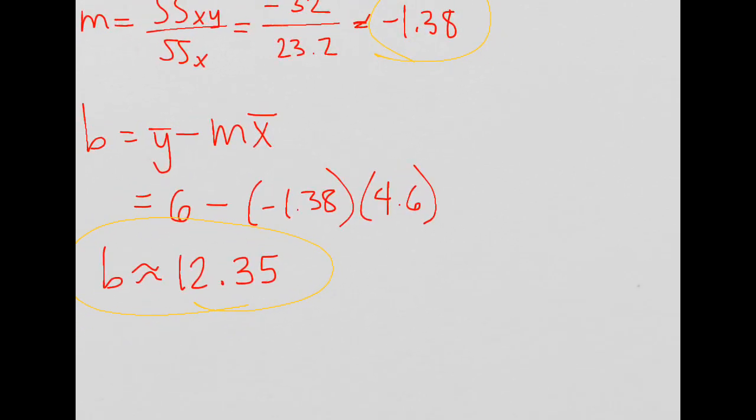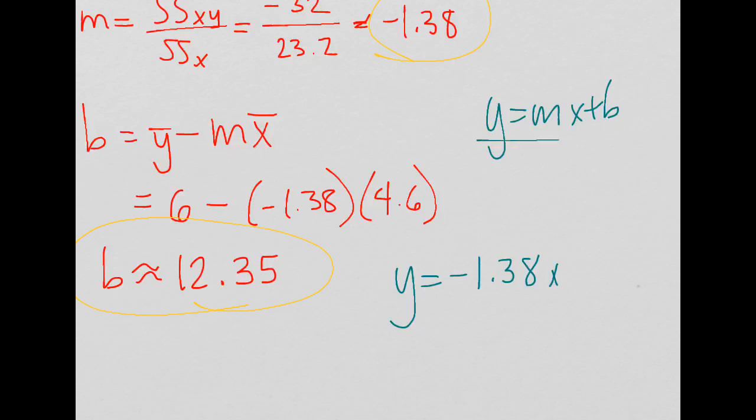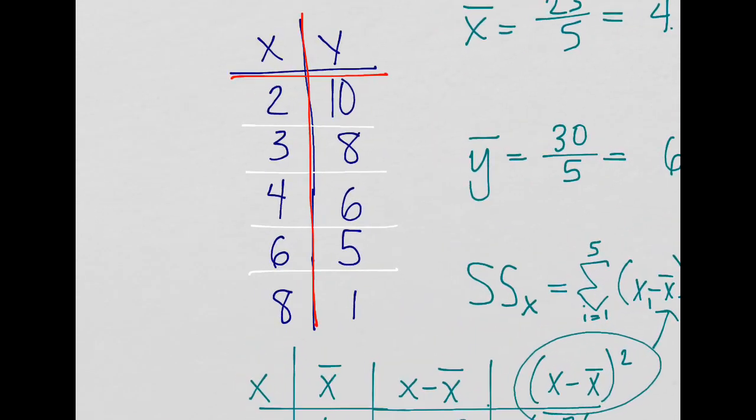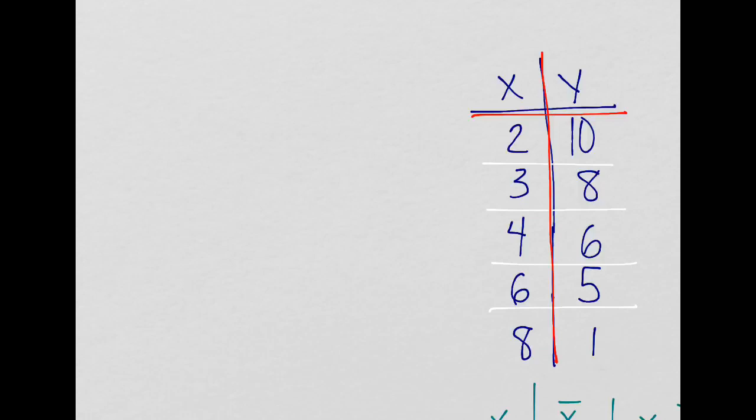Now that I have my slope and I have a value of b, it's really simple. Just find your equation. So y equals negative 1.38x, plugging this in, and y equals mx plus b. That's where this is coming from. Now I have my slope and my b value. It's going to be plus 12.35. So there you have it. All of that work to find the equation of the line of best fit for the given points in this table. I'll put it all in one spot here.